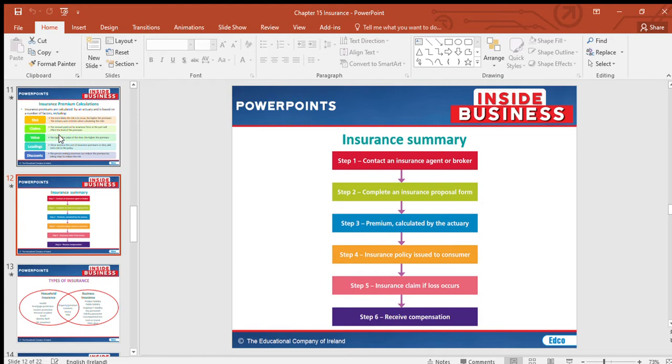Step 5 is if an actual loss occurs and you're claiming insurance. First you need to go through the claim form, stating all your details and stating what happened, a black and white kind of form, so they can come back to it. The insurance claim is step 5, and 6 is receiving compensation.